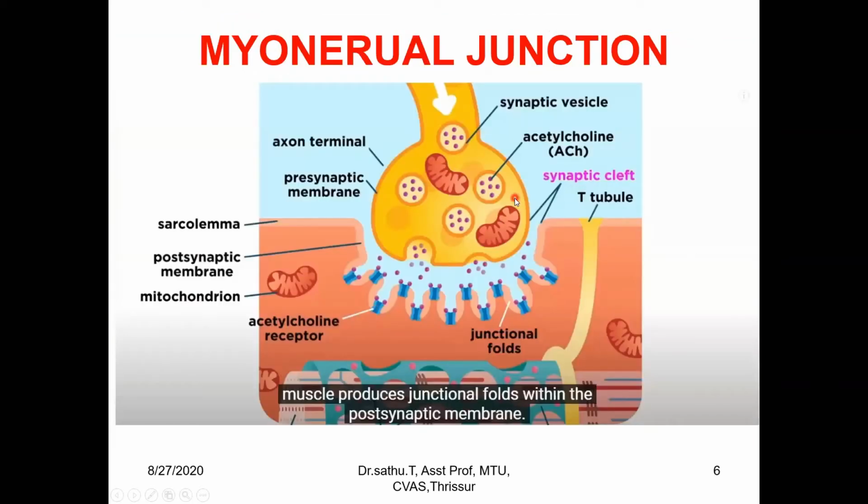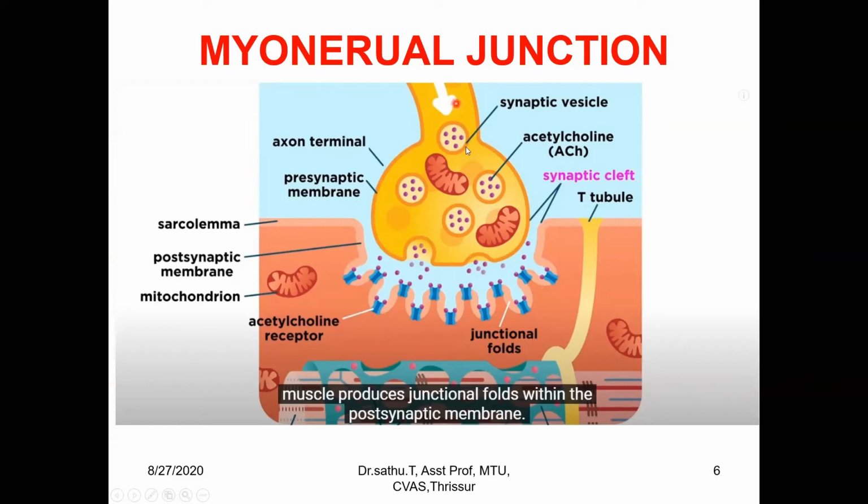So you have to understand, this is the neuromuscular junction. Here this is called the synaptic cleft, and it has the presynaptic membrane. This is the presynaptic membrane, and this is the postsynaptic membrane. You can see this is the postsynaptic membrane.